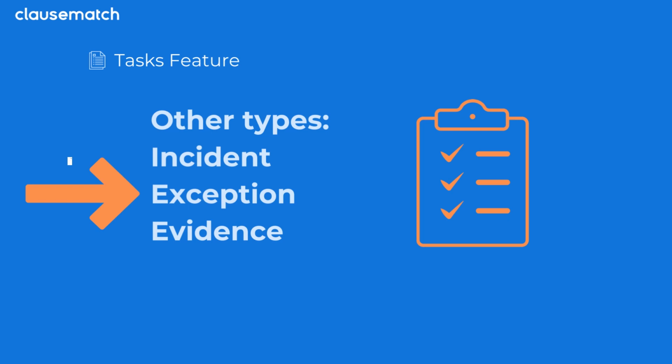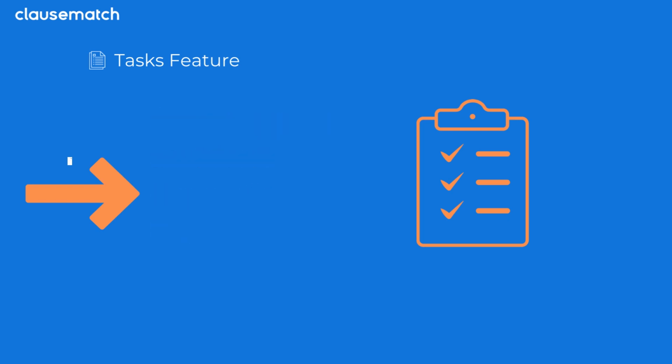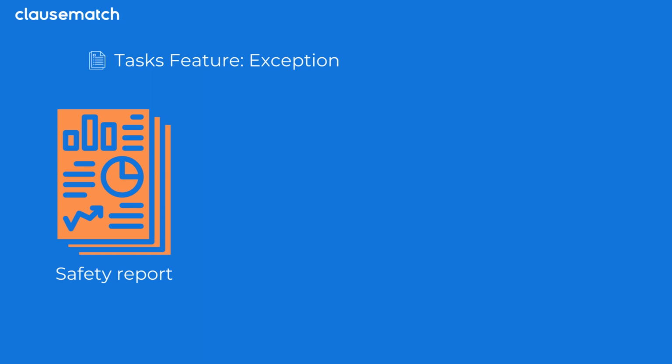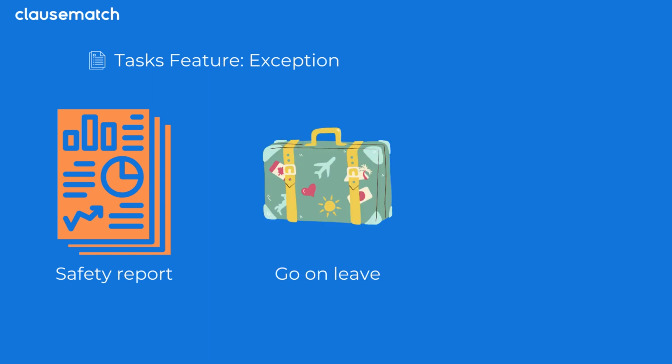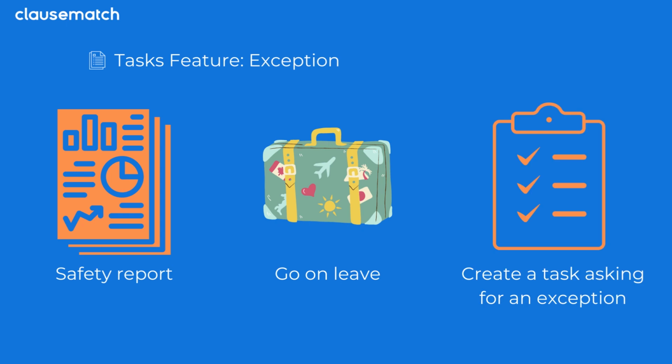Second, we have exceptions. This type helps keep track of authorized policy exceptions. Say you're responsible for writing the safety report, but you're about to go on leave and you can't submit it on time. You could create a task asking for an exception and assign it to the person who can grant it. They can then respond with a comment, approving or denying your request.